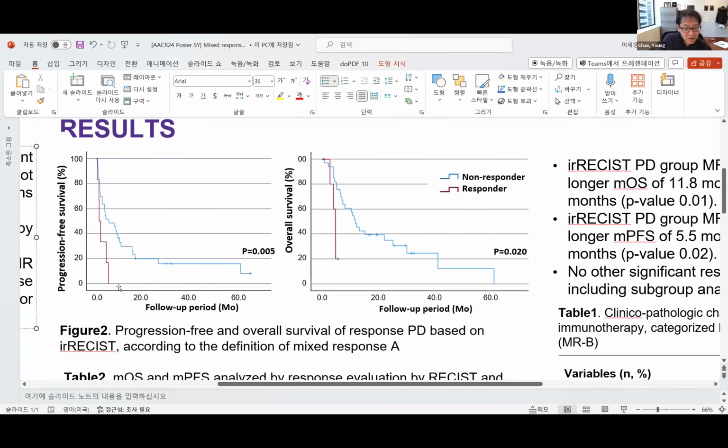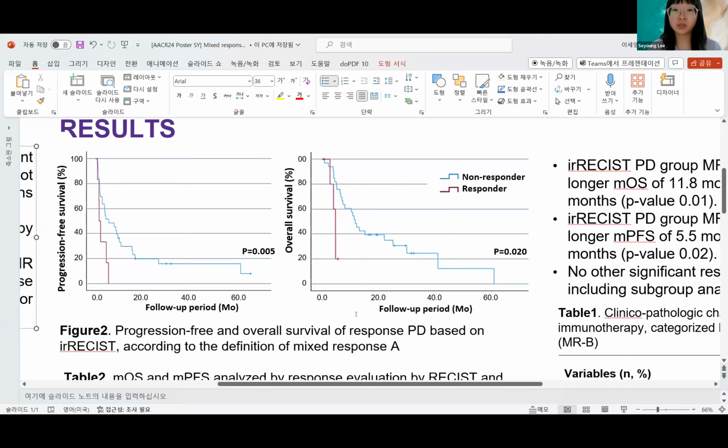What do you mean responder? Responder means the patient group that had a positive response for the mixed response definition that we had, that the patient would have both lesions that increased and decreased at the same time.